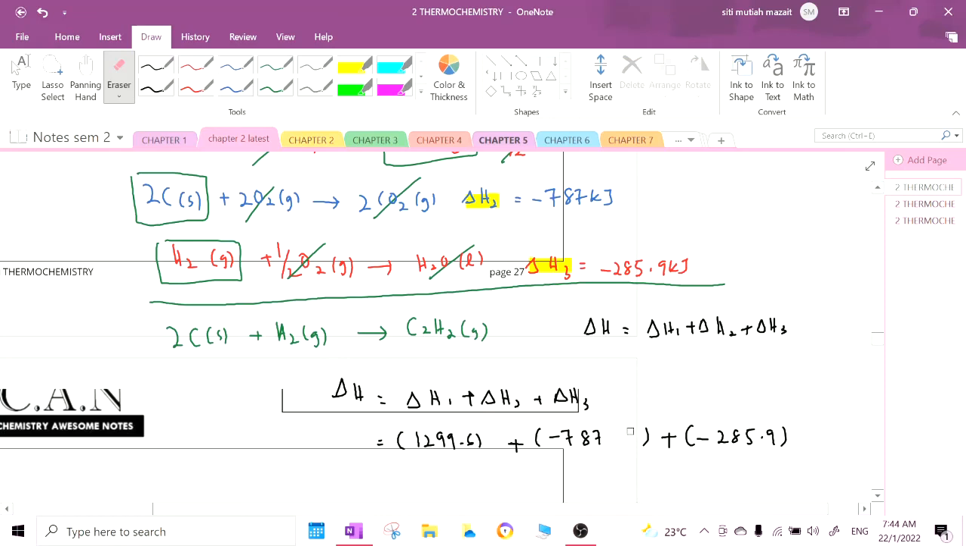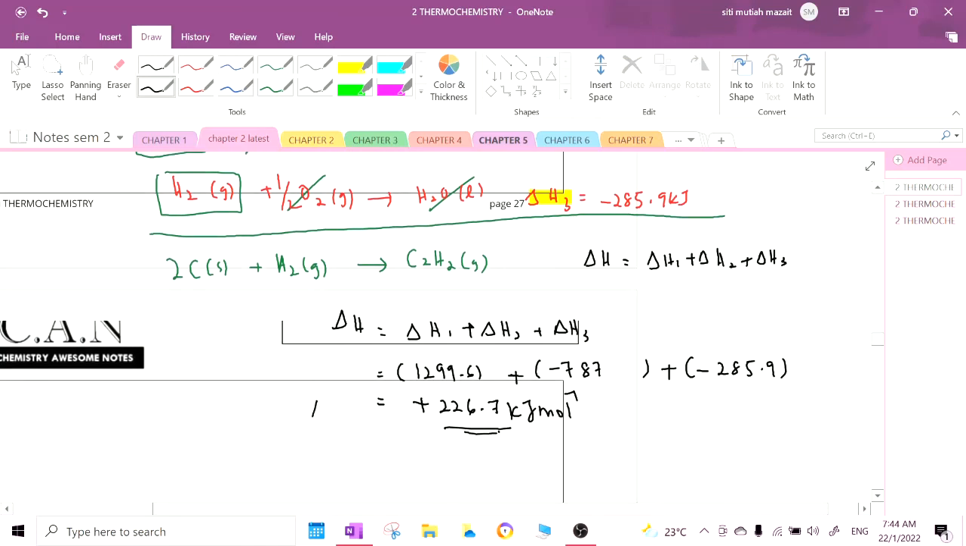And then when you total up this one, so the final answer you will get positive 226.7. Okay, make sure the final answer, because it's a formation, C2H2, okay, it refers to 1 mole. So, the answer should be kilojoule per mole. Okay, so you can say this is delta H formation untuk C2H2. Okay, so this is your final answer.